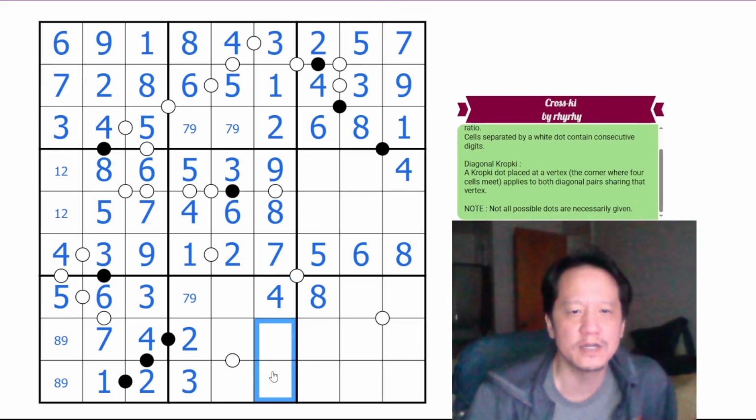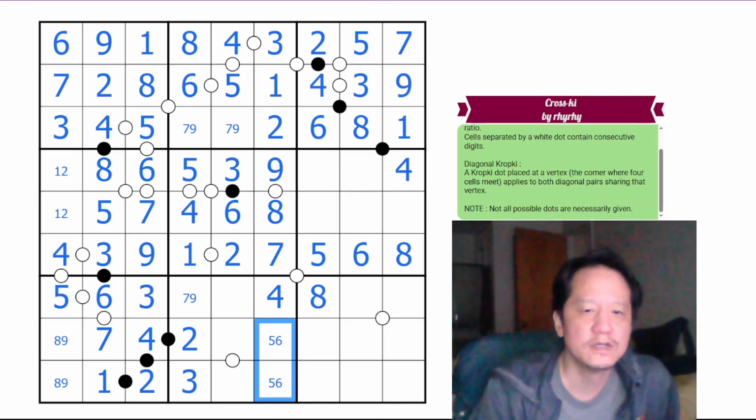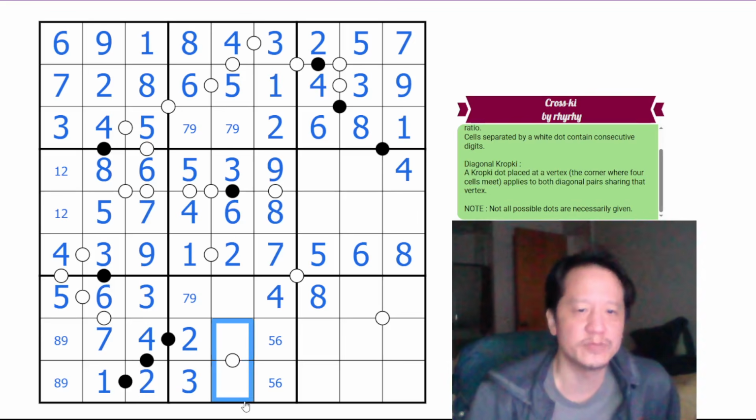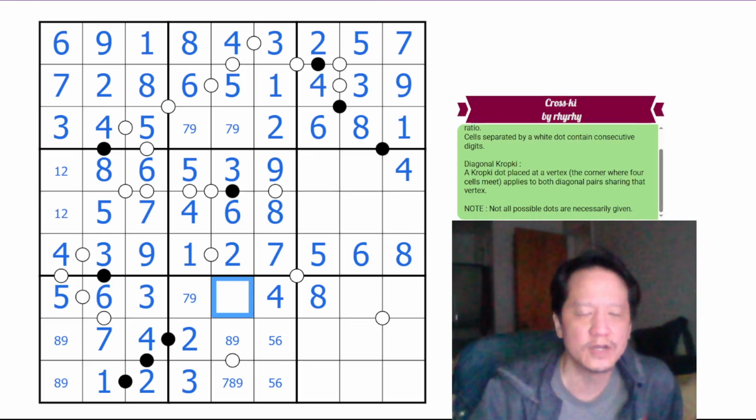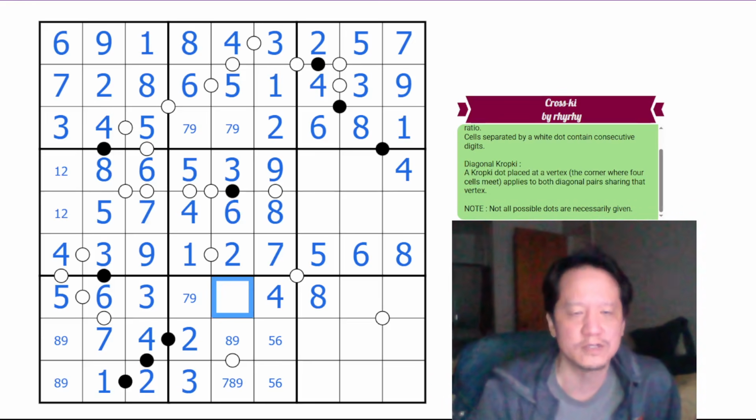Remaining digits in column 6 are 5 and 6. Which means this has to be consecutive. And you can't have 2, 3, 4, 5, 6 because they're represented already in the box. So that's either 7, 8 or 8, 9. So we're guaranteed an 8 here with 7 or 9. This can't be 7 because of the 7 in the row. So we have a 7, 8, 9 triplet in this lower central box.